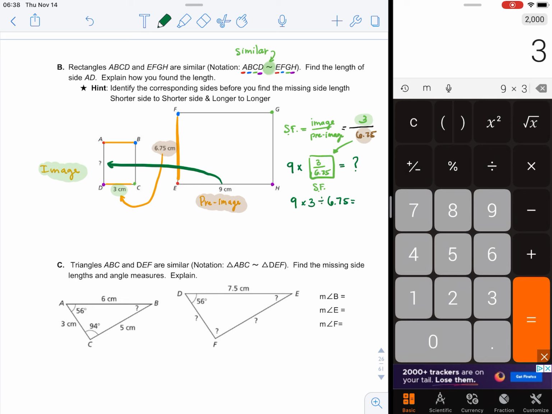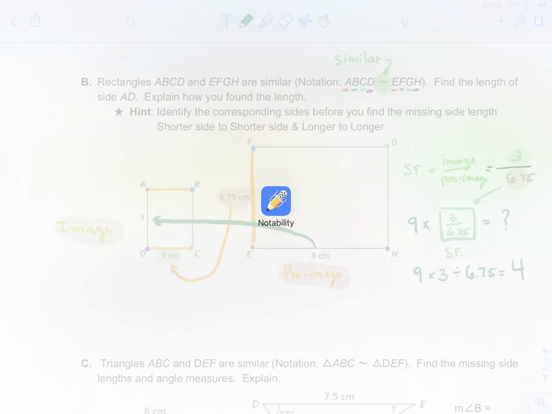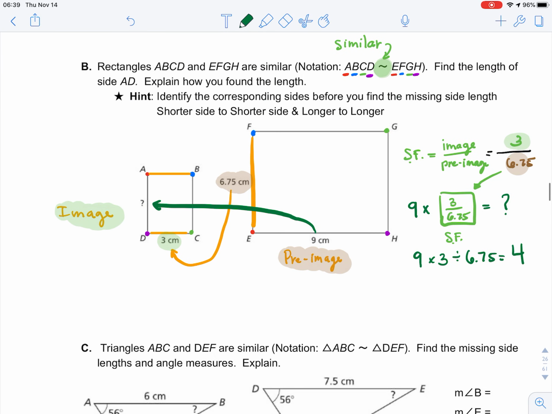9 times 3 divided by 6.75, and we get 4. So this side length ends up being 4. Okay, so our unknown value, our question mark, equals 4. Good. All right, let's move on.